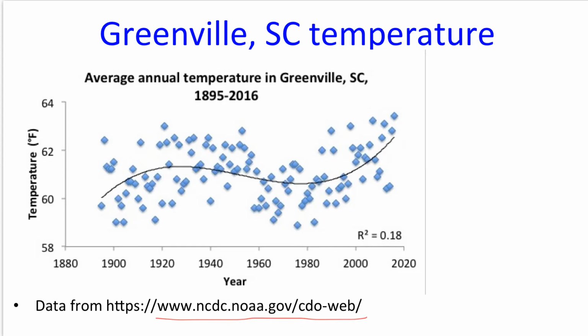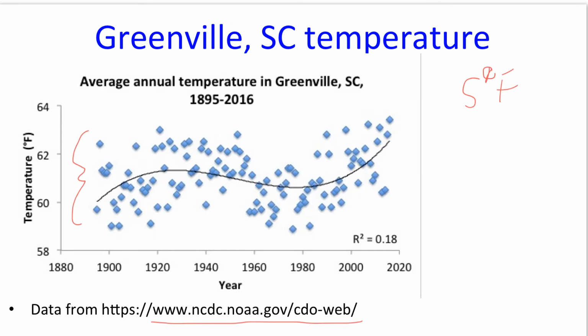This is the government website, it's NOAA, the National Oceanic and Atmospheric Administration. And because weather is important for agriculture, they track temperatures throughout the United States. So again, you can see that there's a fair amount of scatter. You can see this range is going from ballpark of 59 up to ballpark of 64 degrees. So that's about a 4 or 5 degree Fahrenheit range.